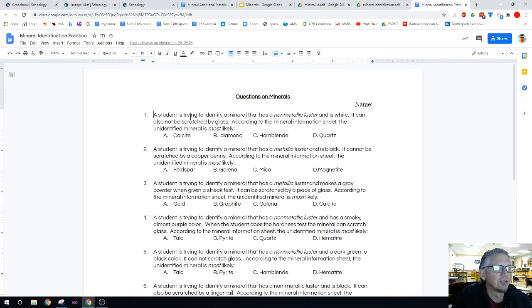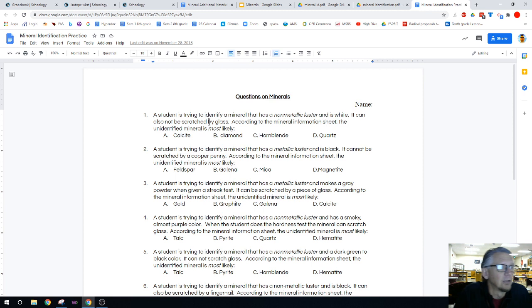So here's the worksheet, and I want to go through one of these. Number 1: a student is trying to identify a mineral that has a non-metallic luster and is white. It can also be scratched by glass. So it's non-metallic, it's white, and it's softer than glass. It can be scratched by glass, so that means it's less than 6.